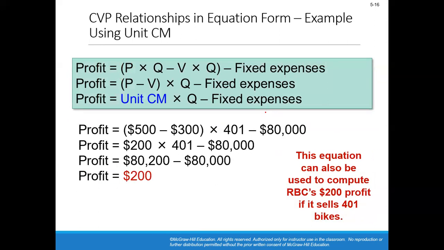Now, you probably can recall that I was saying that over the 400 break-even point, if we sell 401 units of bicycle, what would be our profit? So what can we do? Using the unit contribution margin, we can calculate this. What was our unit contribution margin? Our unit contribution margin was $200. So this is this amount.